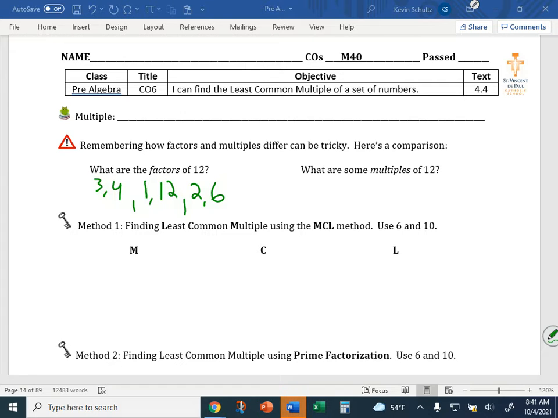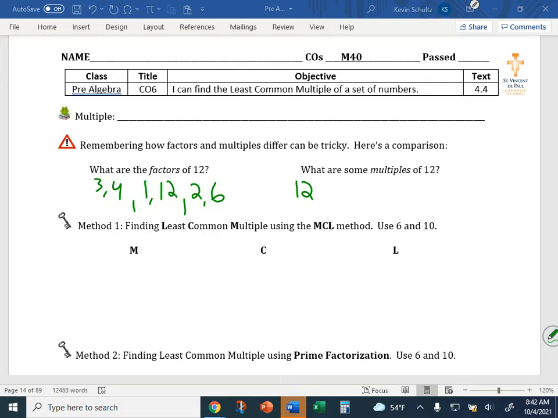What are some multiples of 12? Blake? Well, 2 times 6, that would be a factor. Right? Factors and multiples, there's only one number that overlaps in both lists here. Only one number that appears in the factor list will also appear in the multiples list. Cade? 12. Well, 12 is a multiple of 12, but 2 is not. 1 is not.